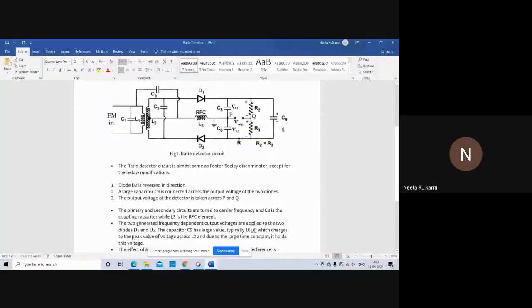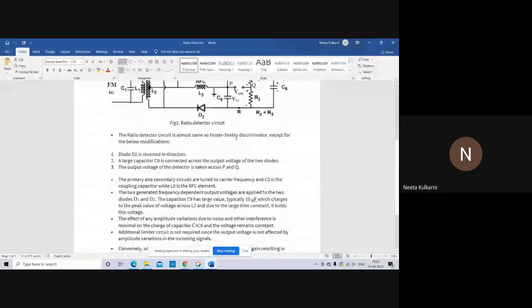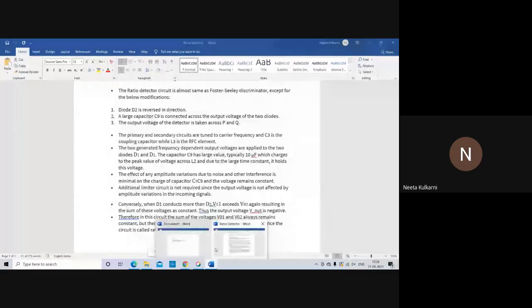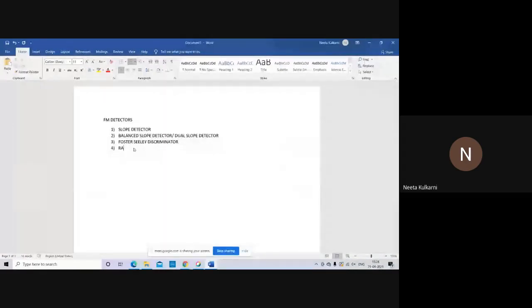That's why there is no need of additional limiter to be used in this circuit, and as the ratio between this VO1 and VO2 is changing, this is called the ratio detector. So this is the fourth type of this FM detector, which is known by the name ratio detector. And out of these four, the ratio detector is giving the better performance.